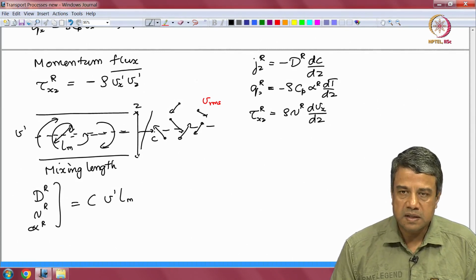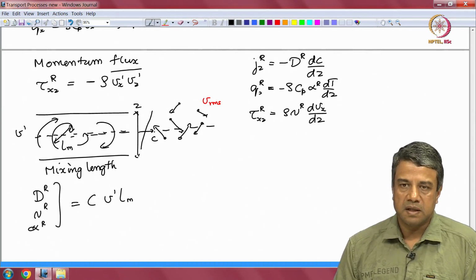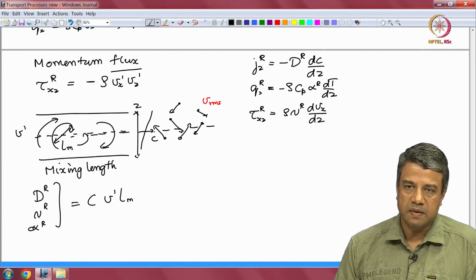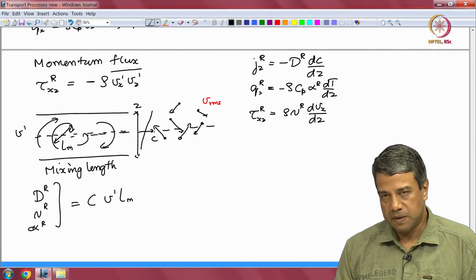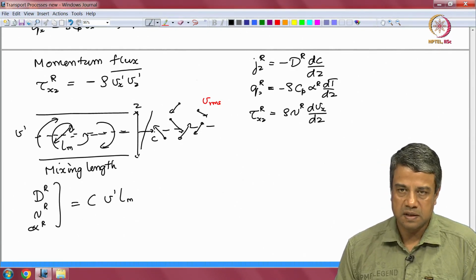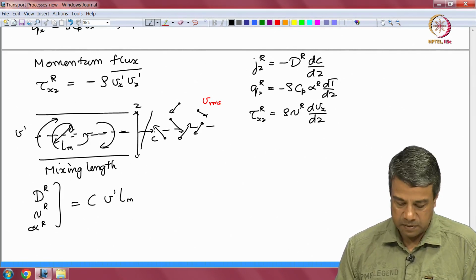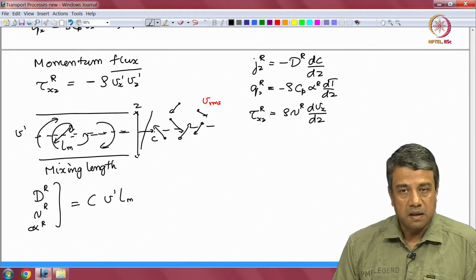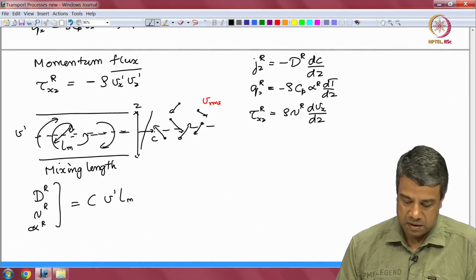When we discussed gases and liquids, we had estimated the diffusion coefficients as 10 power minus 5 meter square per second in gases for molecular diffusion of mass, and 10 power minus 9 in liquids, and momentum and energy diffusion in gases were also comparable. In a turbulent flow, these dispersion coefficients could be very much larger.